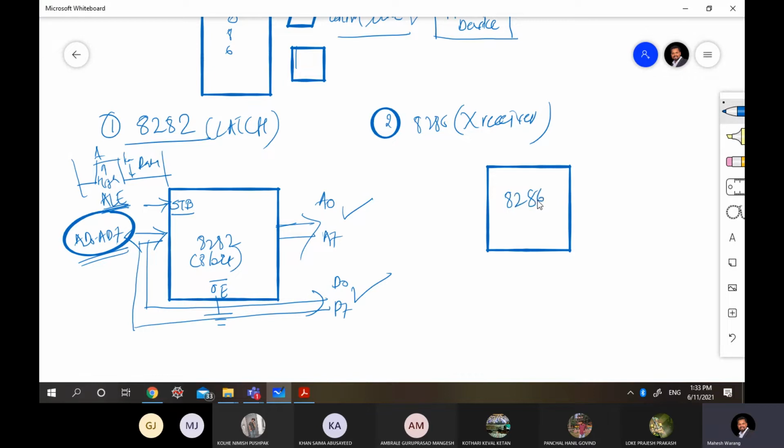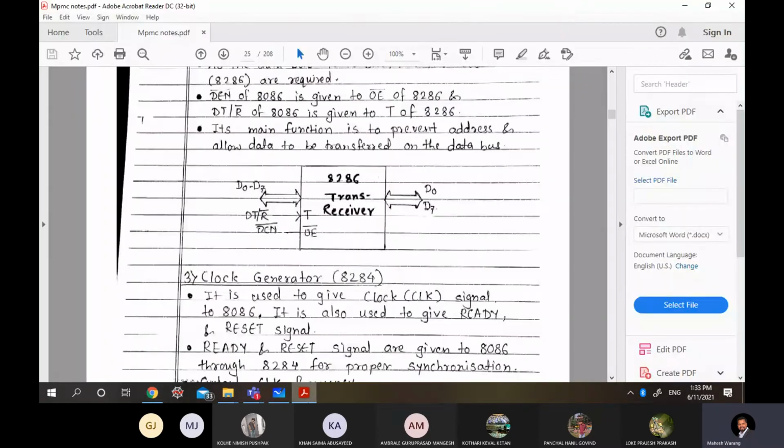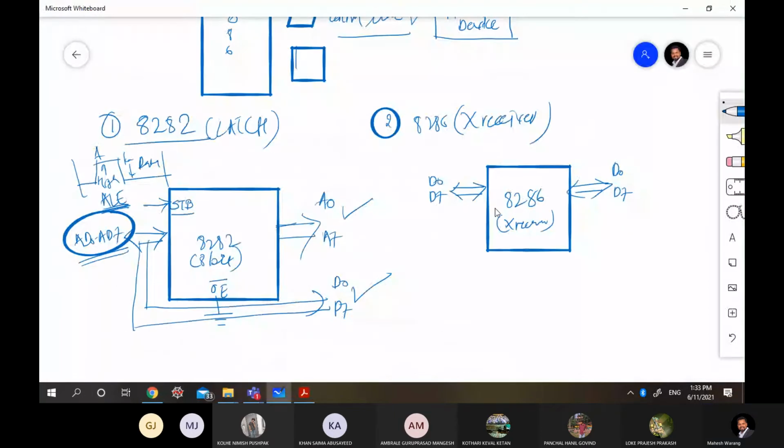This is another IC, the 8286. What does it take? Just simple, it takes a data line. So the data line which comes out from here, D0, we have to give it to this particular IC, which is a transceiver. It will give a data line in the output as well, meaning it doesn't do any special work, it just gives the data line. It requires two signals, T and OE bar. So what is T? Transreceive. It will tell whether data is to be transmitted or received. And OE is output enable.